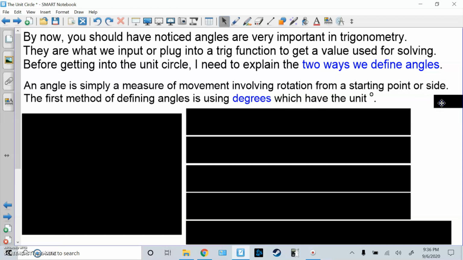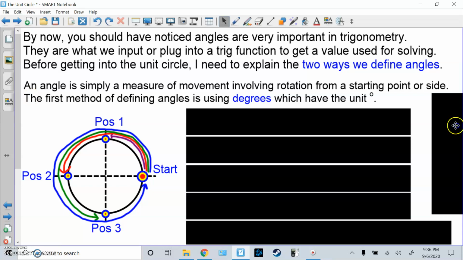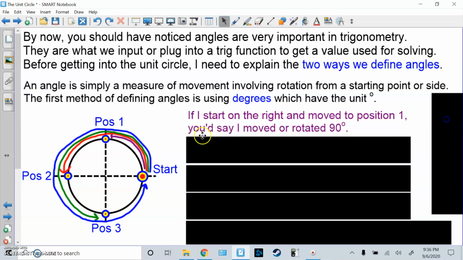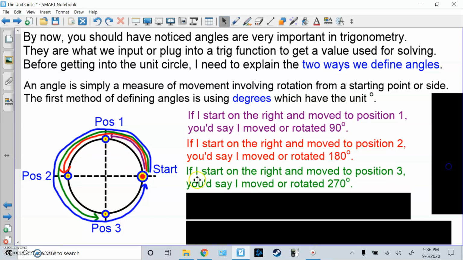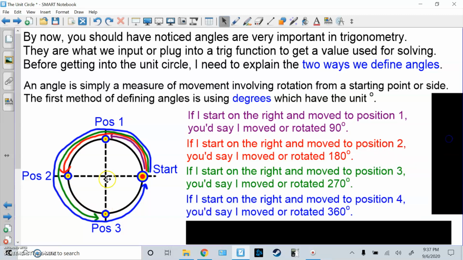The first method of defining angles is using degrees, which have the unit, the degree sign. So if I start on the right here, the start point, and move to position 1, this purple line, I moved or rotated 90 degrees. If I go all the way to position 2, this red line, that's 180 degrees. If you know that in geometry, a half circle is 180. Position 3, the green line, is 270 degrees. Then start and go to position 4, that's 360, a full lap.